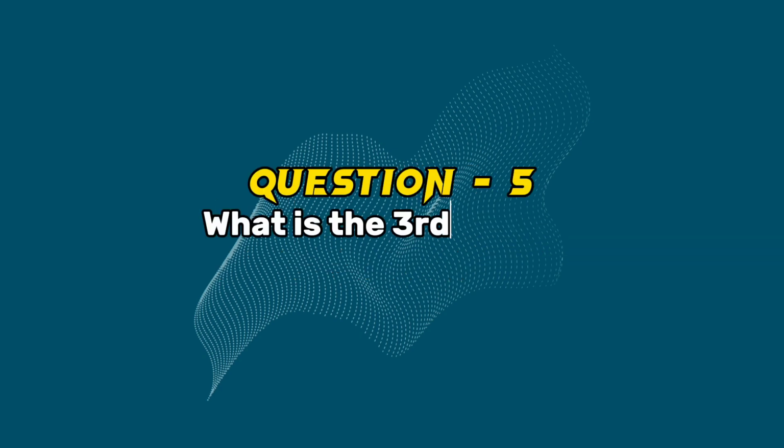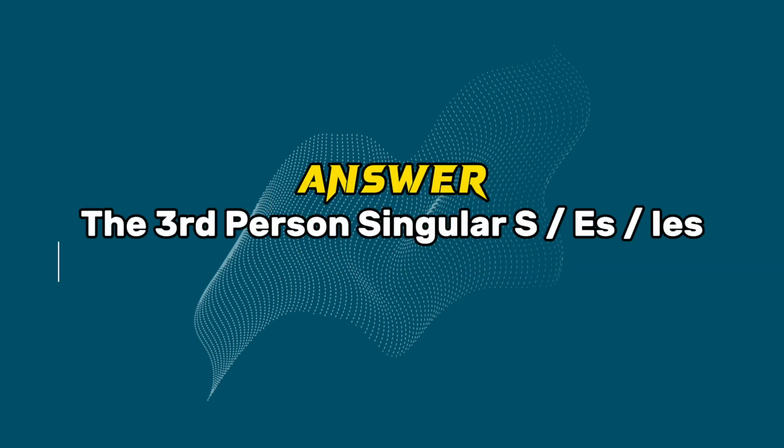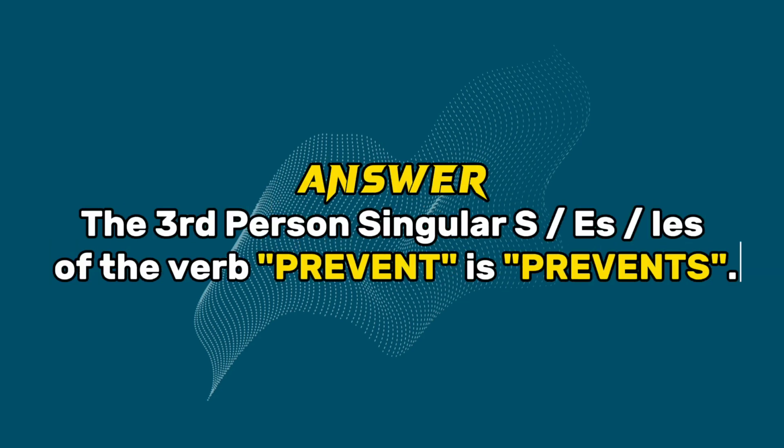Question 5. What is the third person singular simple present of the verb prevent? Answer. The third person singular simple present of the verb prevent is prevents.